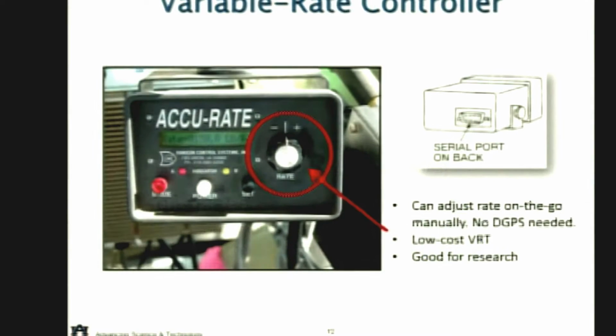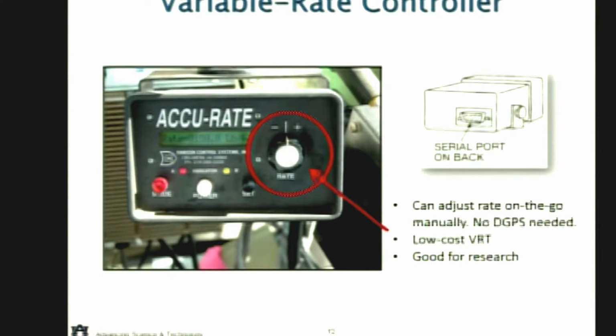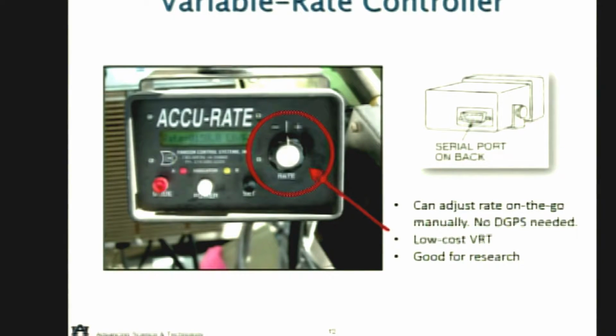So going back, we're going to focus again on rate controllers. This is just an example of one. I can be going across that field and just turn the knob and adjust the rate right on the go. And again, I don't need the GPS. I don't need much. It's just, hey, can I look and see if there's a response? I can do strips, a low, nominal rate, and high rate, and look at my yield map. If they stand out, then I probably want to look a little closer into my variable rate program.